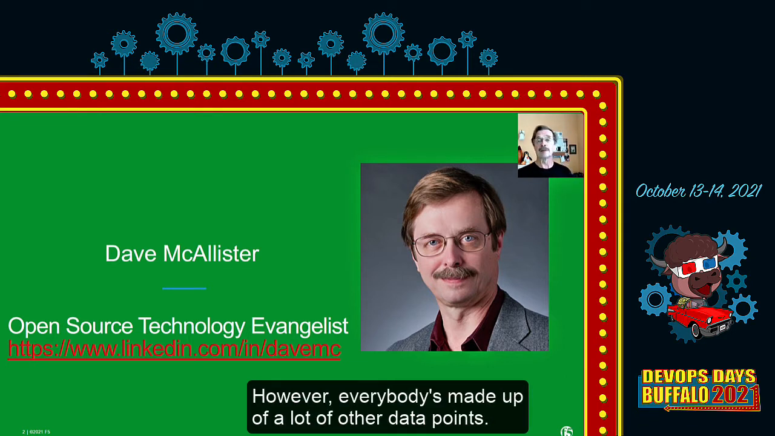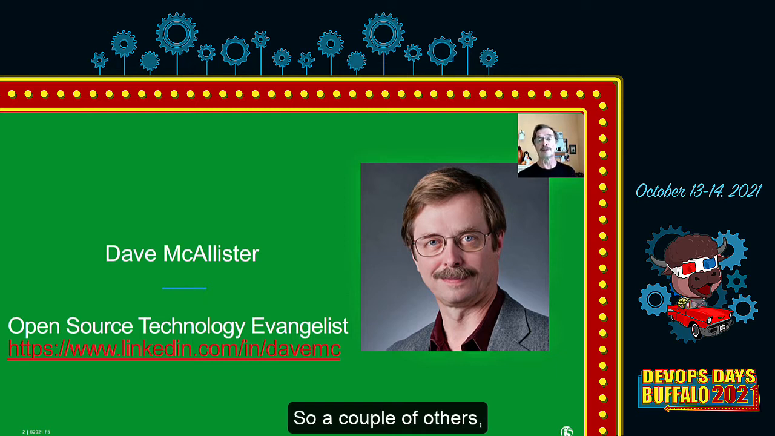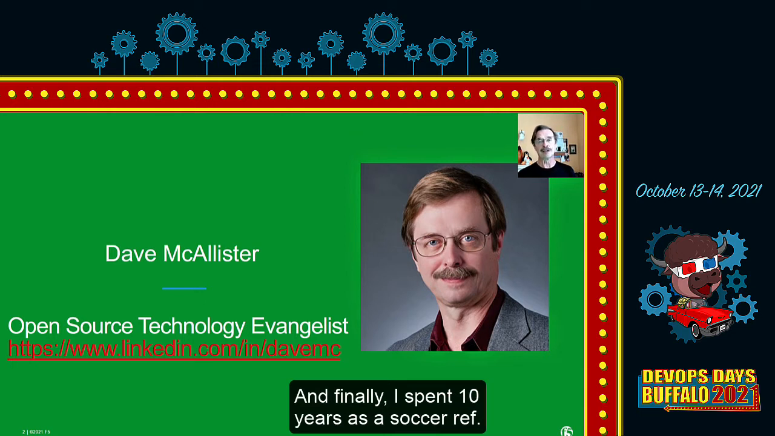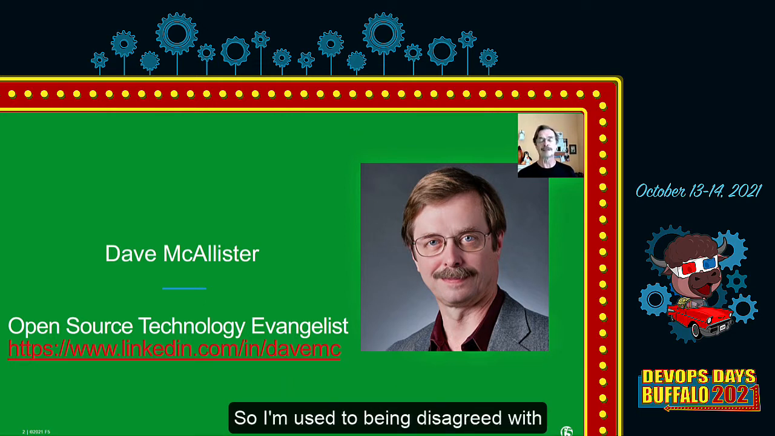However, everybody's made up of a lot of other data points, so a couple of others. I'm an open source geek. I started with Linux 0.9.3. I'm a standards wonk. I helped create the ISO 32000, otherwise known as the International Standard for PDF. I'm owned by 3 cats. I'm used to being ignored, so hopefully you don't ignore me too much during this talk. And finally, I spent 10 years as a soccer ref, so I'm used to being disagreed with.